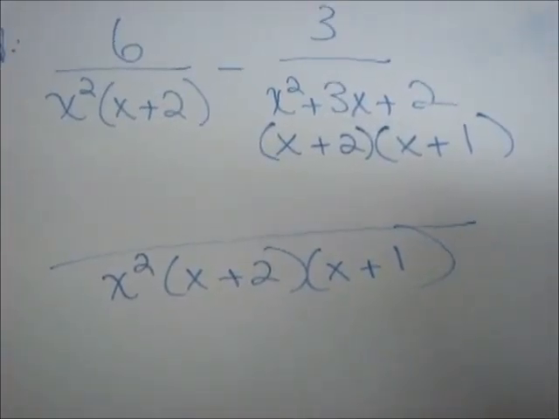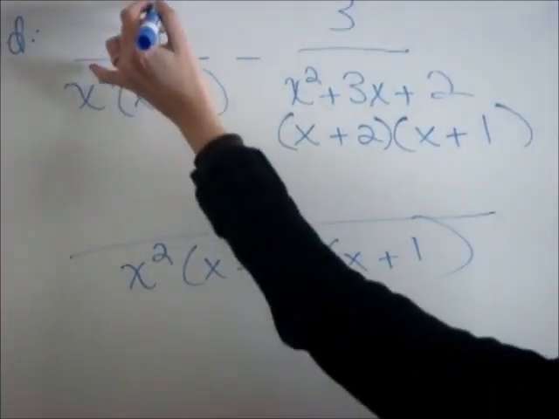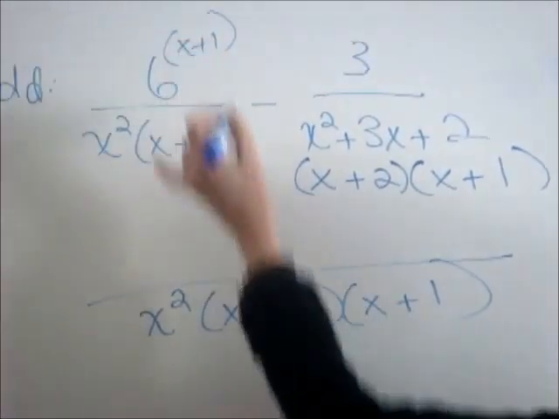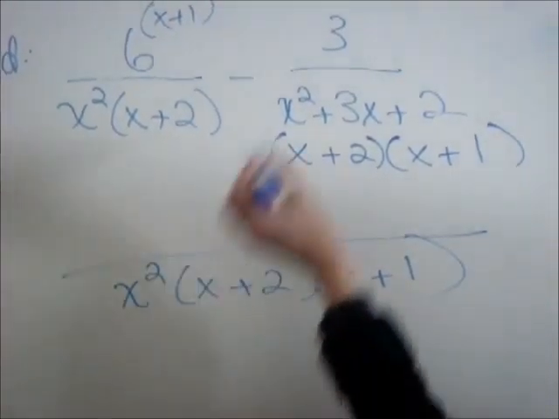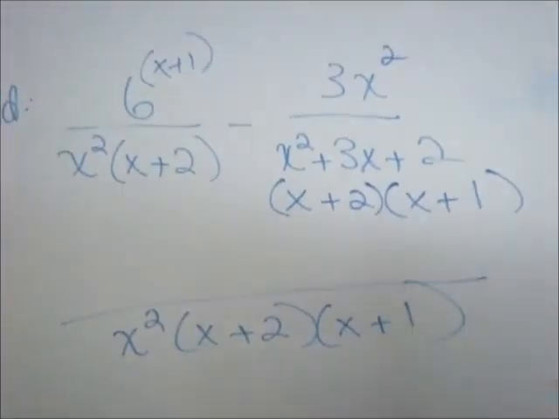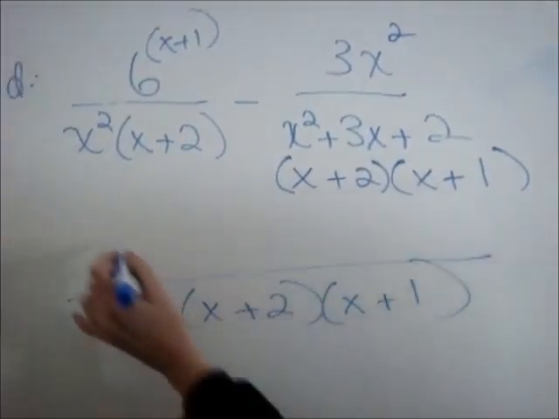Multiply the numerator by what's missing. So we're missing an x plus 1 right here. And this one is missing the x squared. And we just multiply that out, and that's our answer.